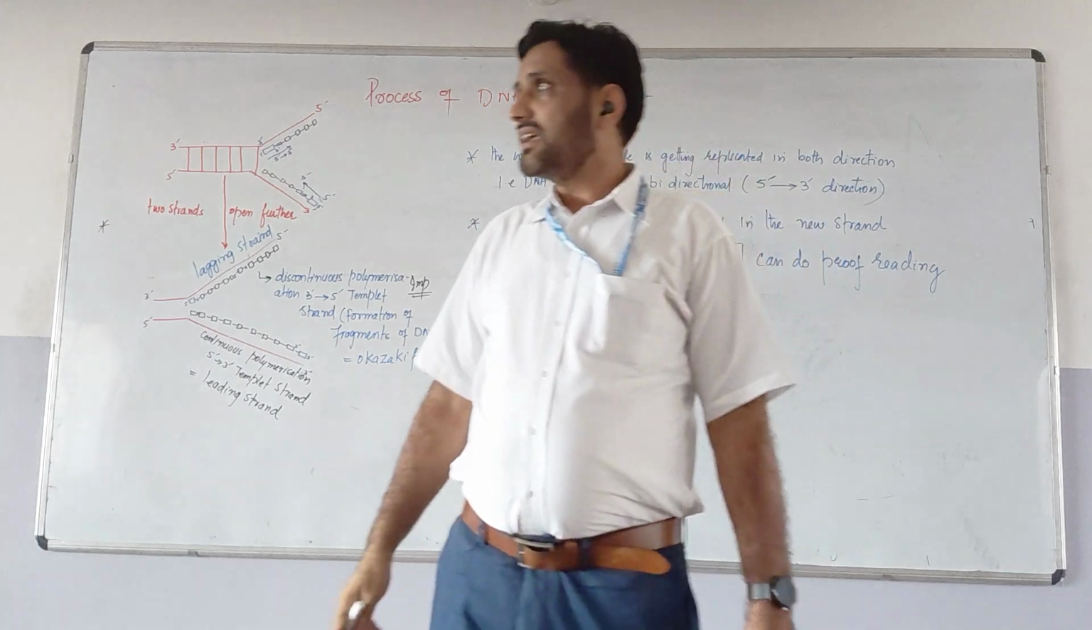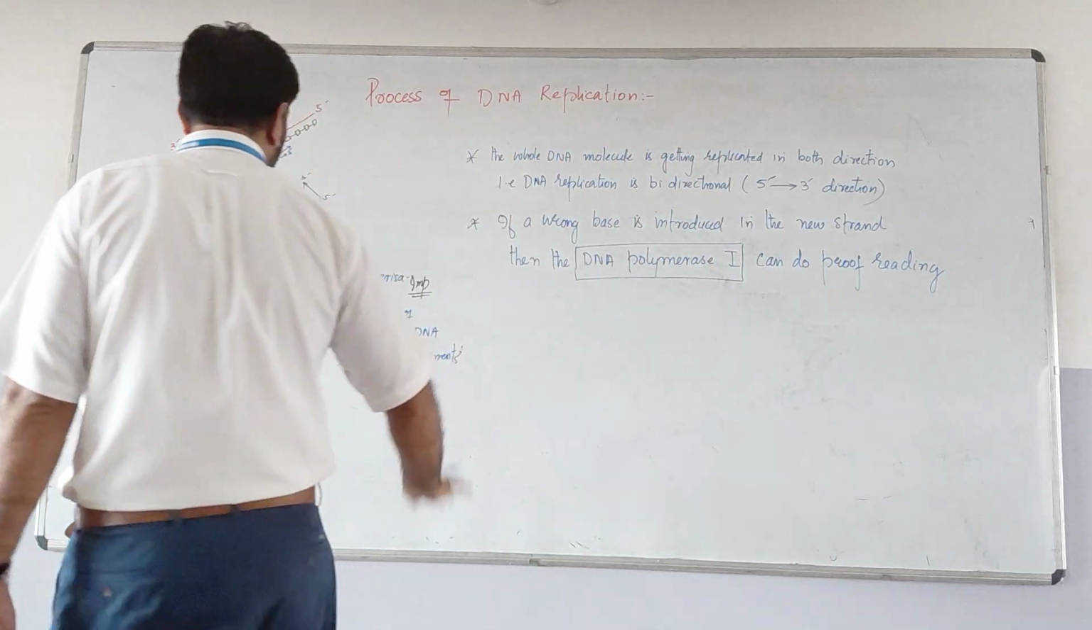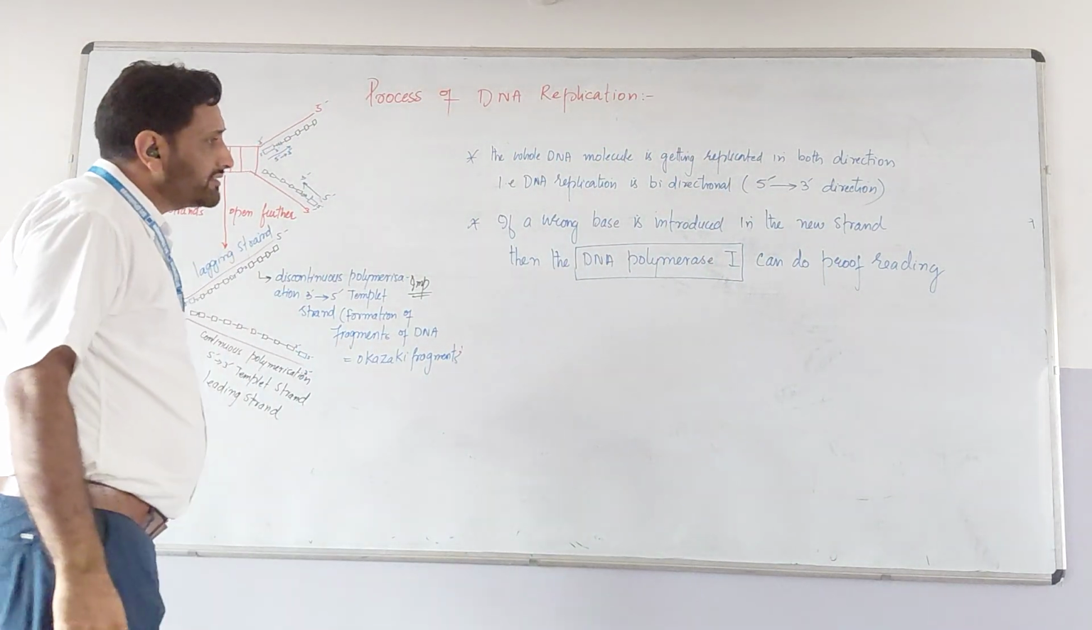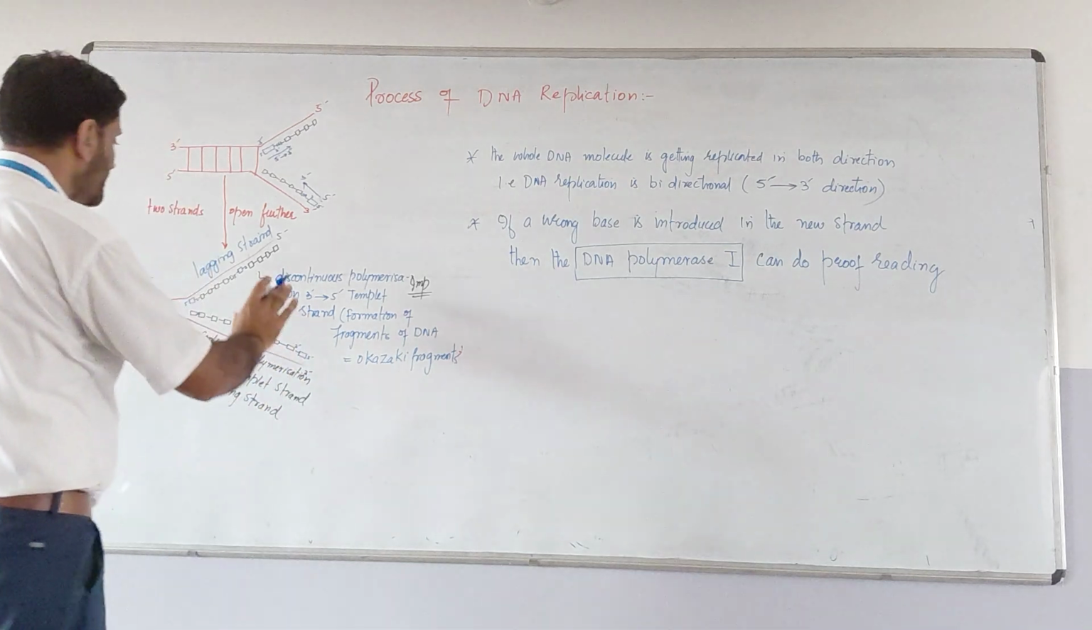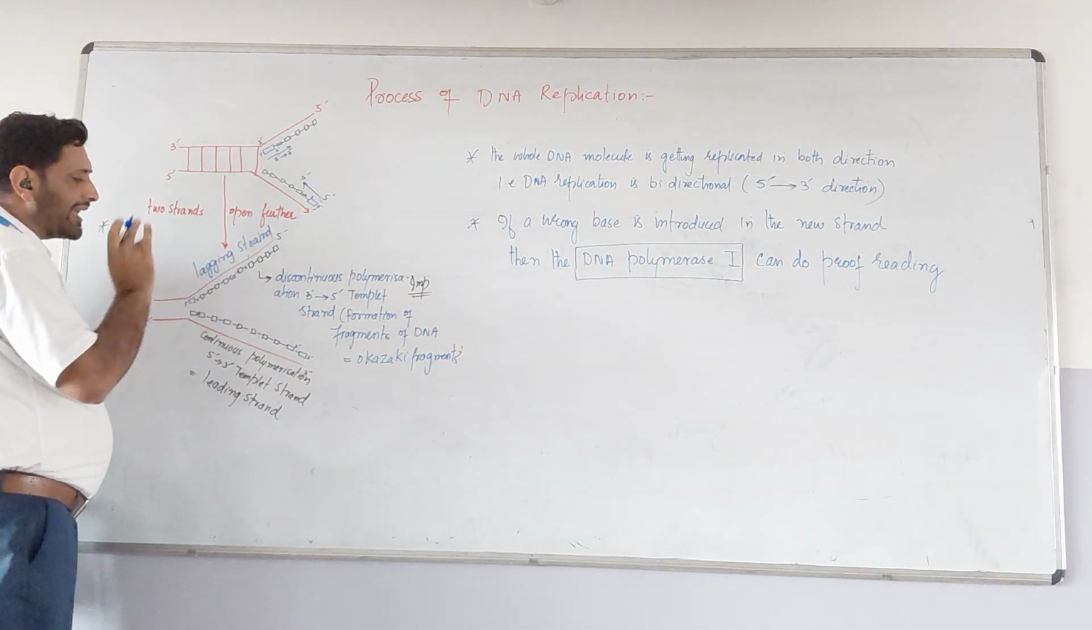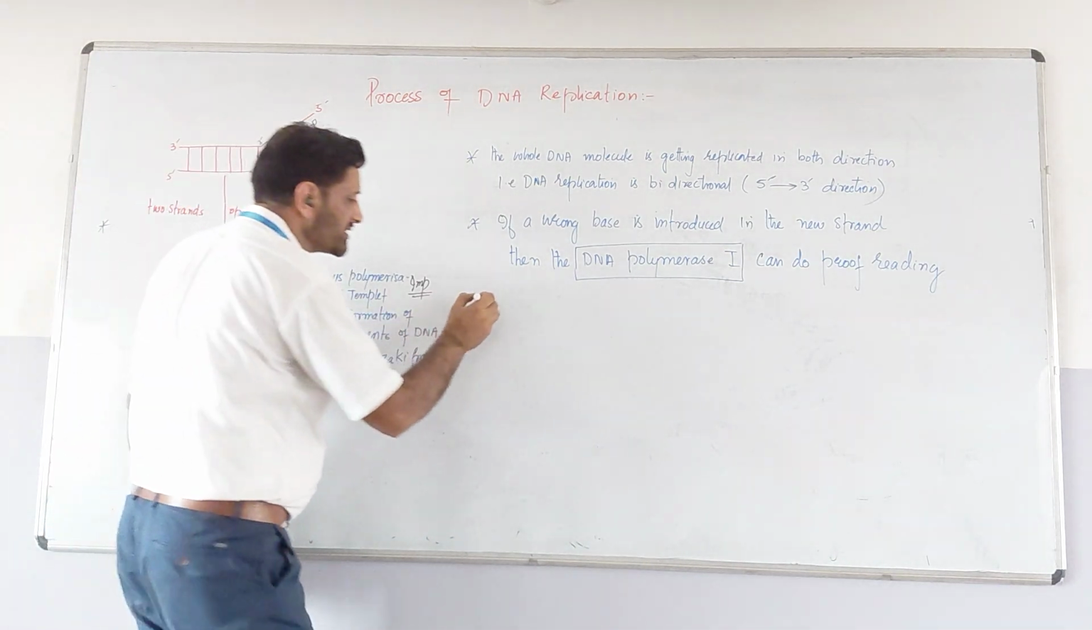Next thing is that this DNA molecule gets replicated. In this DNA molecule, we get this leading strand and lagging strand. After that, these primers are removed.